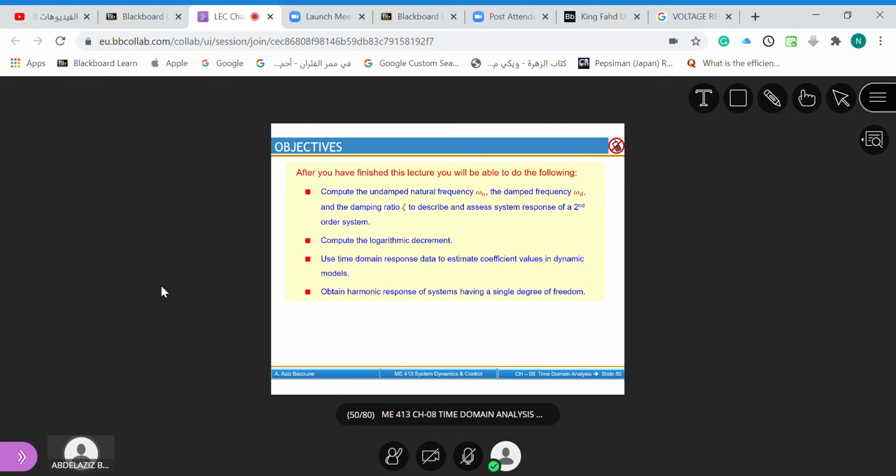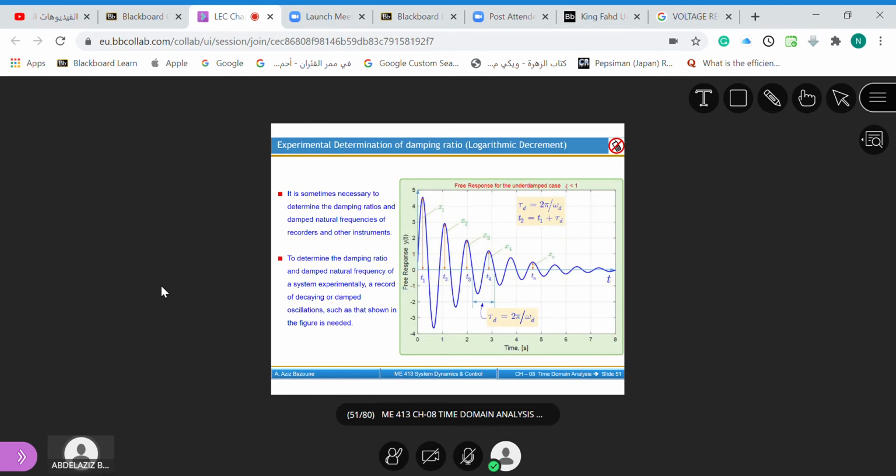And now we will see the case of the free response, which has special attention. The free response, Shabab, when we have zeta under damped case, which is this case here, and the motion is either free response or also the impulse response. For the impulse response, we also obtain this case, if you see. Now, there is one method to use this, called the logarithmic decrement.